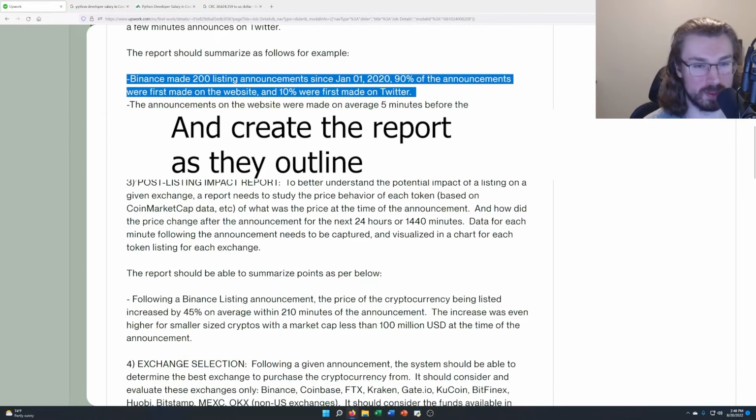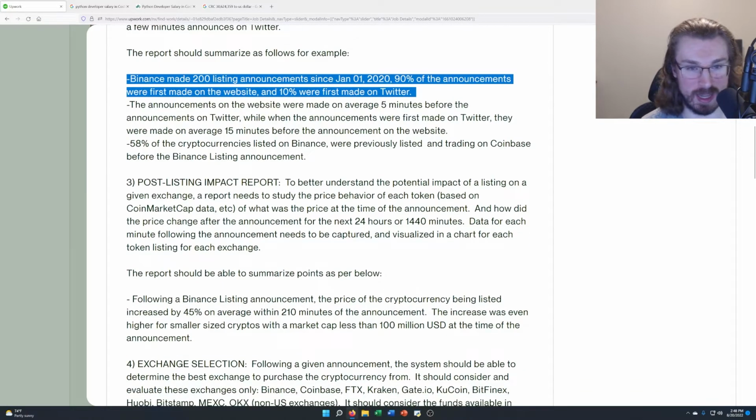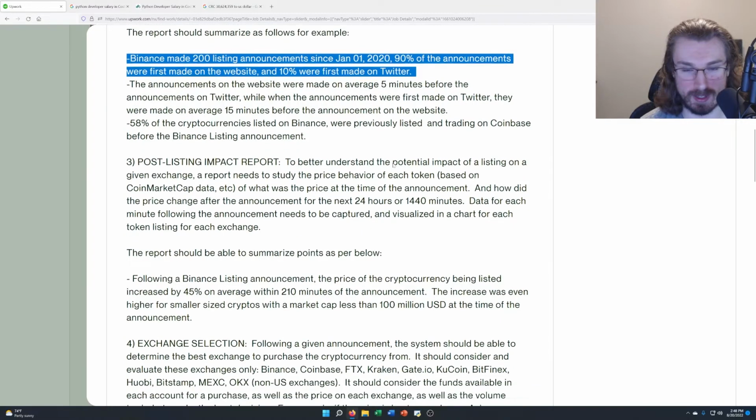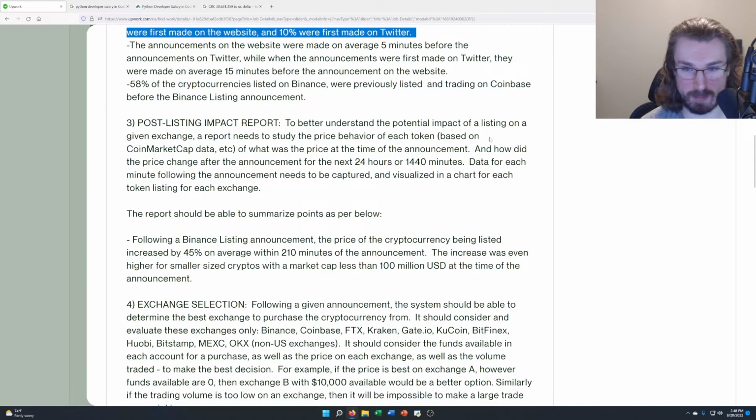What's the third part of this? Post-listing impact report. To better understand the potential impact of a listing on a given exchange, a report needs to study the price behavior of each token based on CoinMarketCap data, etc., of what was the price at the time of the announcement.